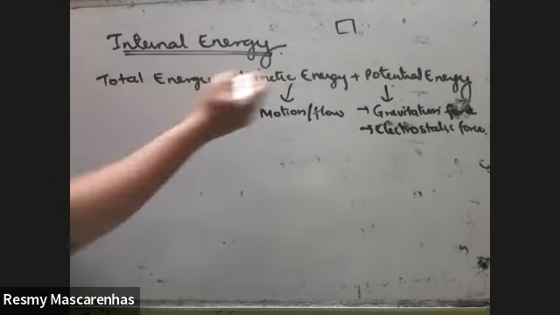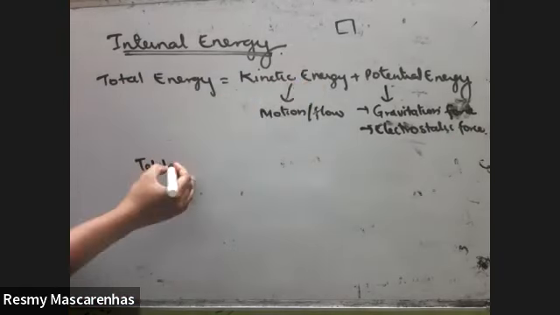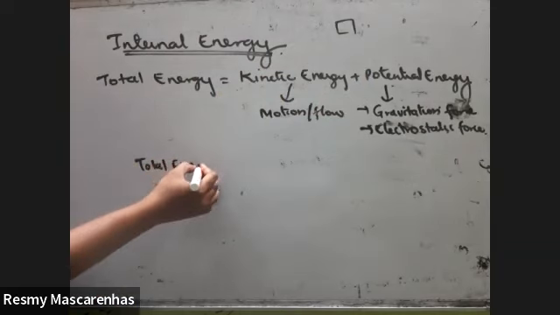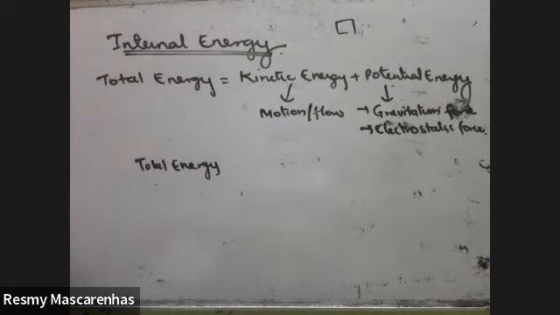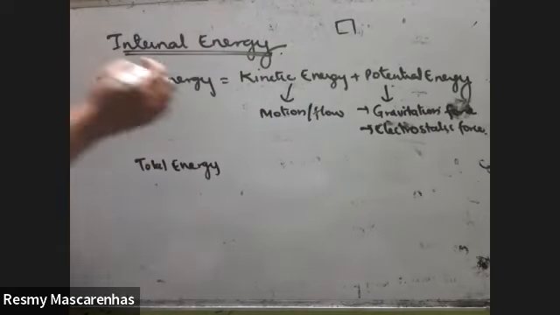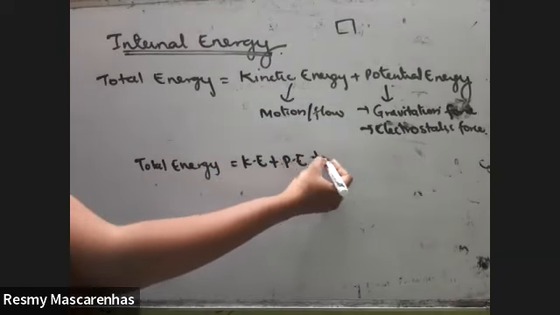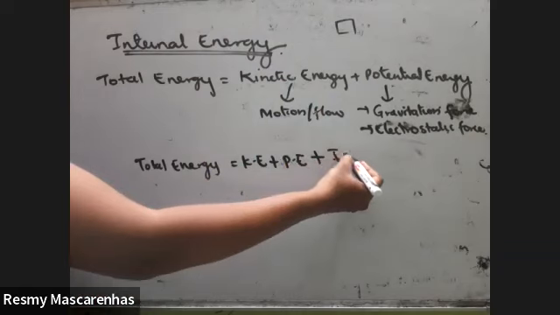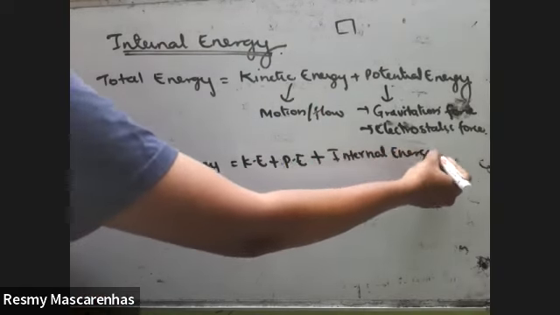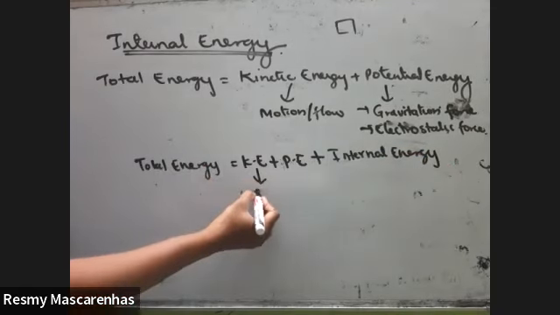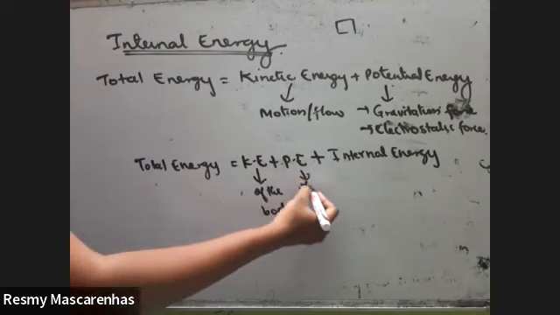Now we'll just modify this concept. Total energy might not necessarily be only this much. There is something else, which is actually very minute, but since we are doing the thermodynamics chapter, we have to consider it now in detail. So total energy is actually kinetic energy plus potential energy plus internal energy. Kinetic and potential energy are of the body, suppose.